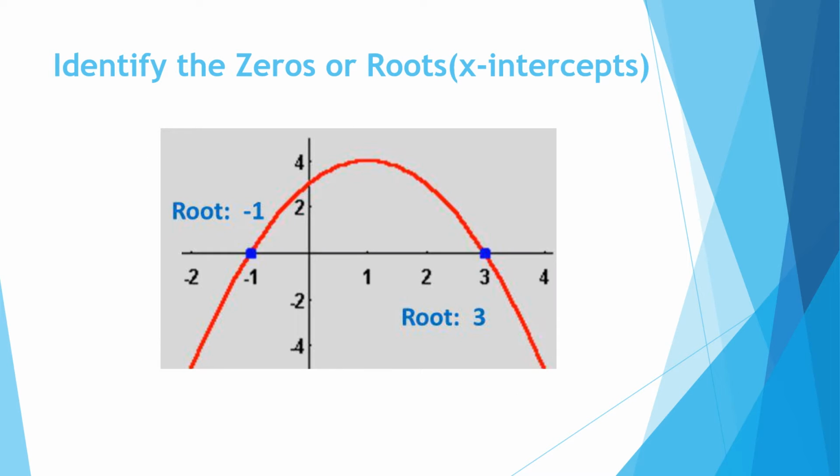To identify the zeros or the roots or the x-intercepts, look for where the graph crosses the x-axis. So here the graph crosses the x-axis at 3, and here the graph intersects the x-axis at -1. So therefore our zeros would be -1 and +3.